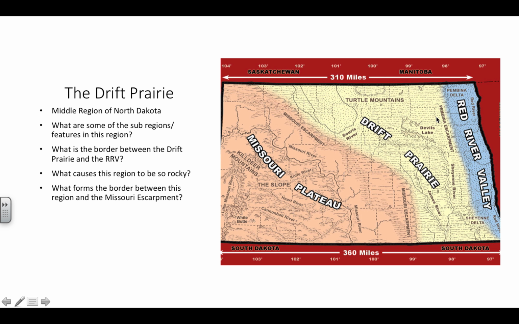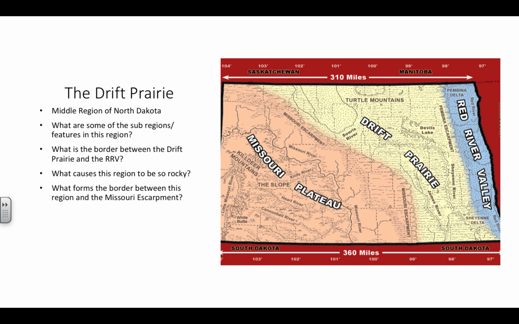So really, when looking at the border between the Drift Prairie and the Red River Valley, it's the Pembina Escarpment. And then what causes this region to be so rocky? It's something we will talk about in class, but we were hit during the Ice Age by many glaciers, the biggest of which was called the Wisconsinian Glacier. And the Wisconsinian Glacier rolled through North Dakota. It was almost like a bulldozer.